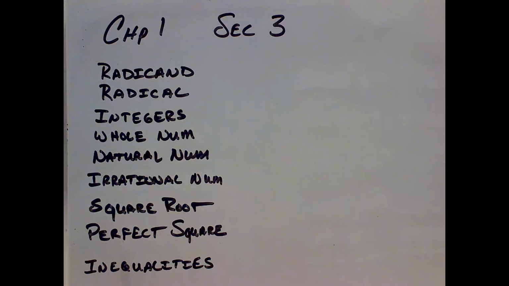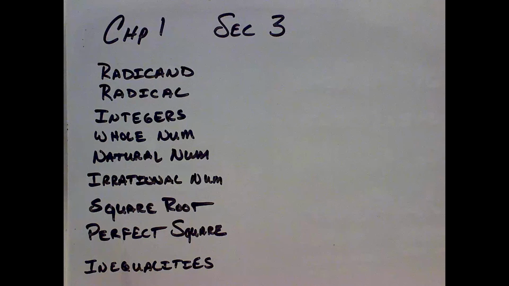Chapter 1, Section 3. I have a list of vocabulary words here, and let's go over them. First one I'm going to look at here is radicand, then radical, integers, whole numbers, natural numbers, irrational numbers, square root, perfect square, and the last one, inequalities.